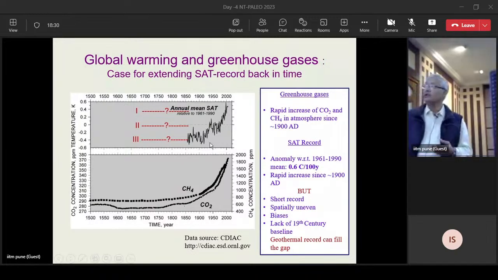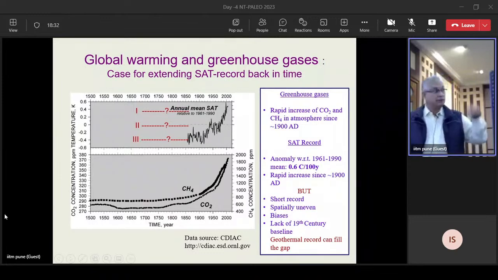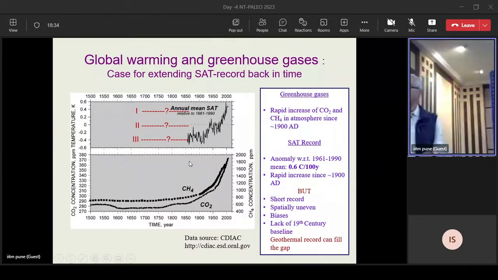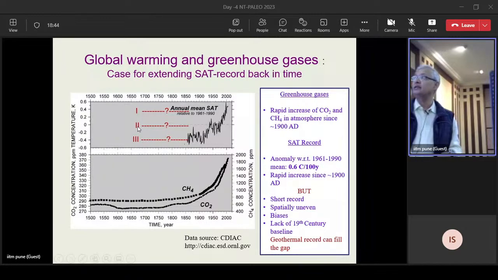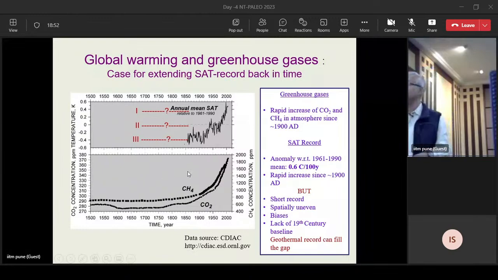So here, the borehole temperature record can play a role. In other words, what we are trying to find out is, before the start of the instrumental records, what was the kind of temperature scenario, whether it was like this or like this or like this. Okay.